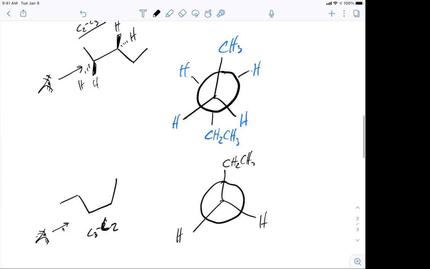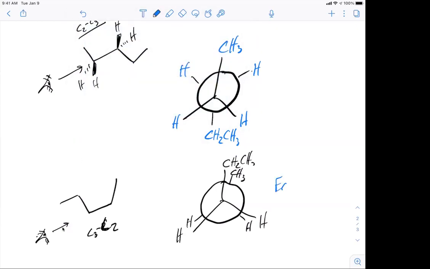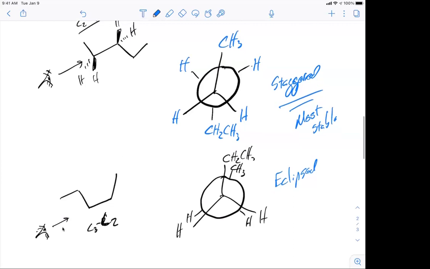And then in the back here, notice I didn't put it as staggered. I put it as eclipsed. And so this is the eclipse form. So that's the other part of this to understand. This is an eclipsed, right? This is a staggered form. So if we look between these two, this is going to be the most stable. Okay, so we get most stable and then the eclipsed.